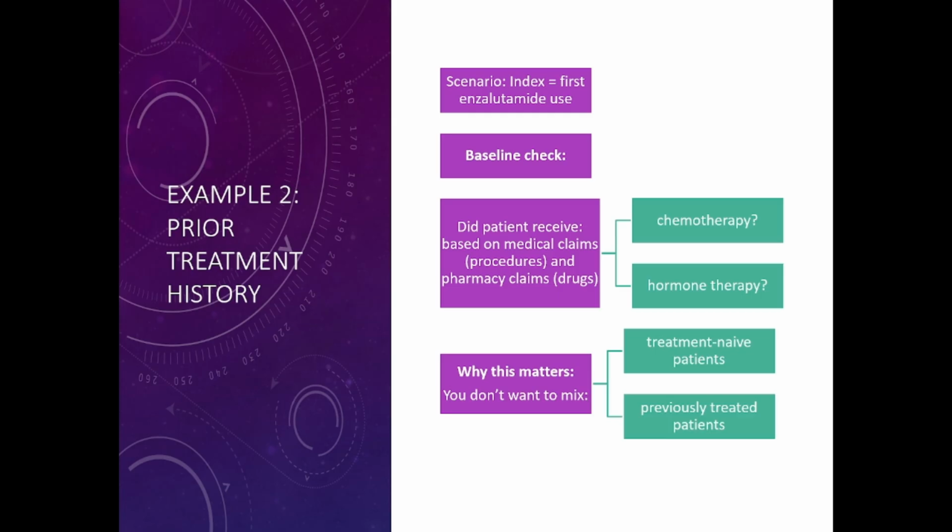Let's take another scenario where we are taking the index date as the start of enzalutamide, let's say a drug for cancer. Start of this particular drug is the index date. In that scenario, we'll be looking back in time from the index date, in this case 180 days, to see if the patient had undergone any chemotherapy or hormone therapy. Because it's a cancer drug, we definitely want to know if the patient had already been treated for cancer before, because that can have an impact on our results.